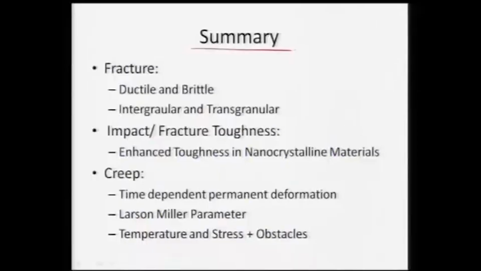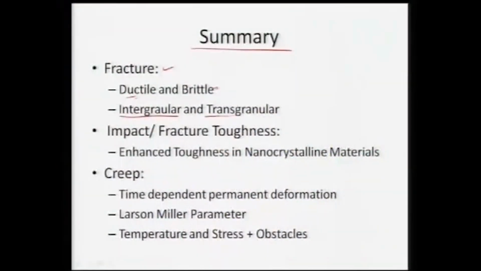In summary, we have a fracture which can be either ductile or brittle, and that depends on the microstructure of the material. If we have a very fine microstructure, that can induce much more strength and strain that can be accommodated into the material before it fractures. Also, intergranular and transgranular fracture can occur in a brittle material, and a nanocrystalline grain structure will enhance the tortuosity of the crack, enhancing the toughness thereby. And for impact and fracture toughness, again because of enhanced strength and deformation in the material, we can achieve very high fracture toughness in nanocrystalline material.